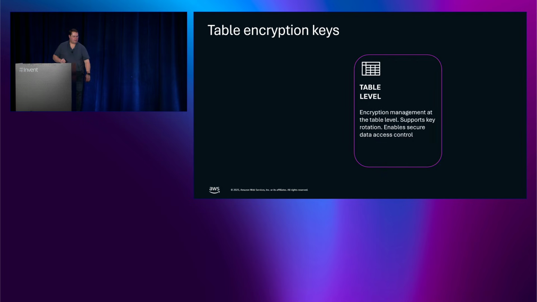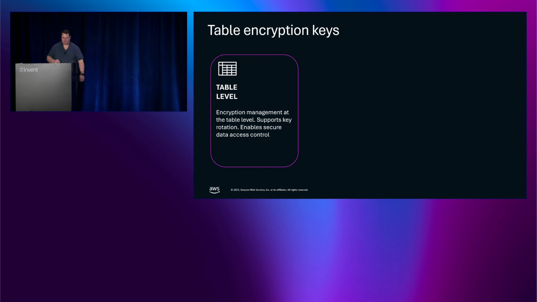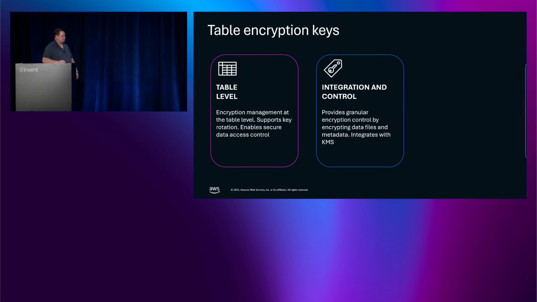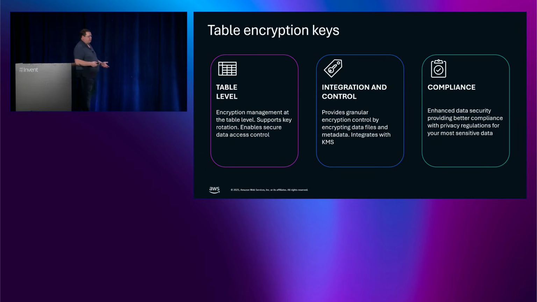Okay, next in the core infrastructure area is table encryption keys. Table encryption keys gives you the ability to specify an encryption key at the table and at the metadata level. It's going to give you a granular set of control across your tables that you need to encrypt. You can also integrate that encryption key with KMS. It does support key rotation as well, so you can rotate keys.